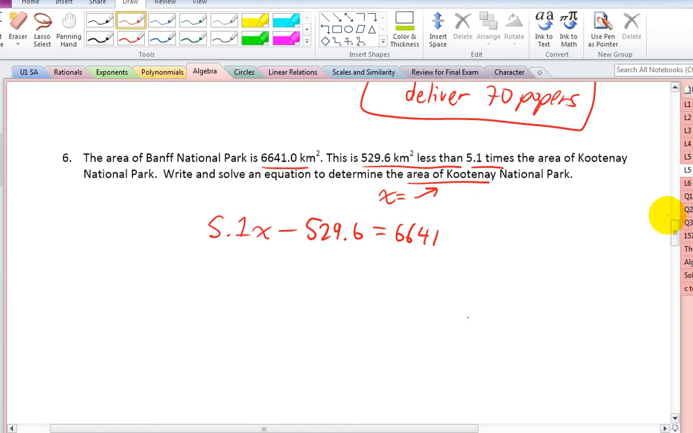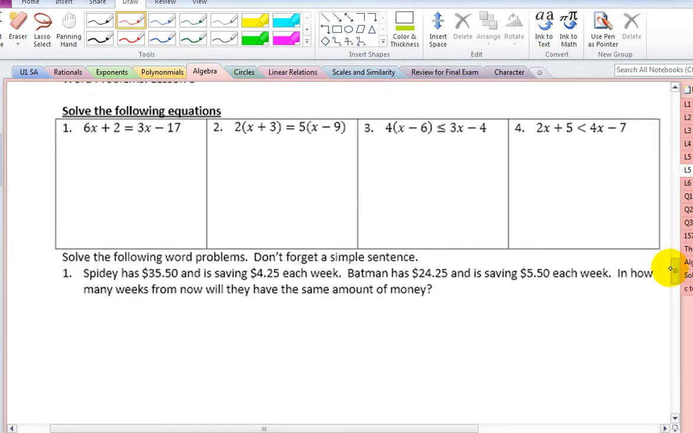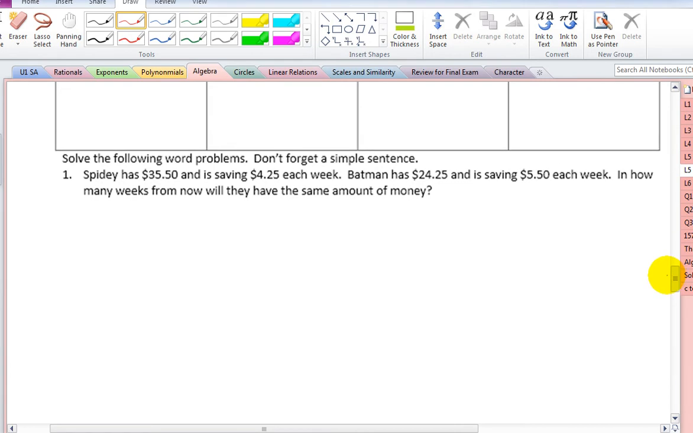Okay, so we're going to leave that one. There's one in your textbook very, very similar to this. So make sure you refer back to question 6 because I find we struggle with that question in the textbook. Okay, next page.